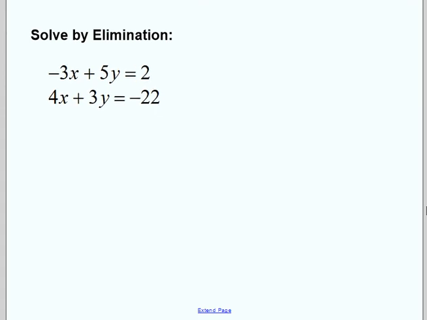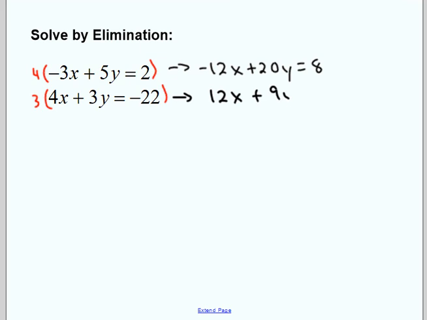All right, so on this one, I've got a negative x and a positive x, so I think I'm going to eliminate the x's. Least common multiple of 3 and 4 is 12, so I'm going to multiply the top equation by 4 and the bottom equation by 3. That will give me a negative 12x and a positive 12x. So I do that here, I get negative 12x plus 20y equals 8. And here I get 12x plus 9y equals negative 66.